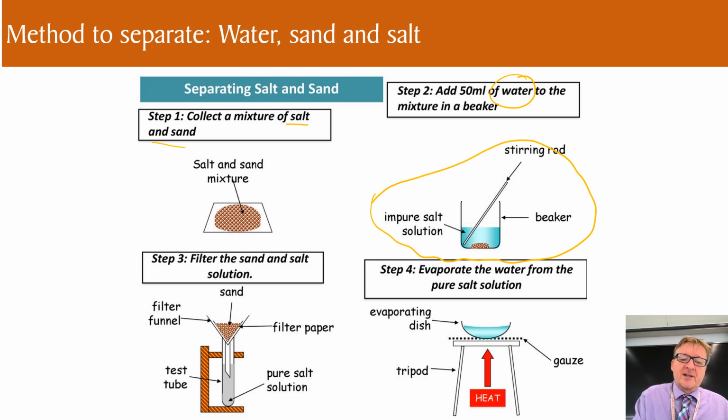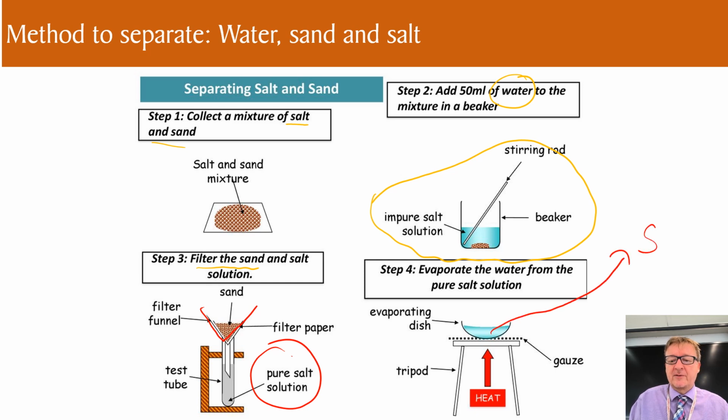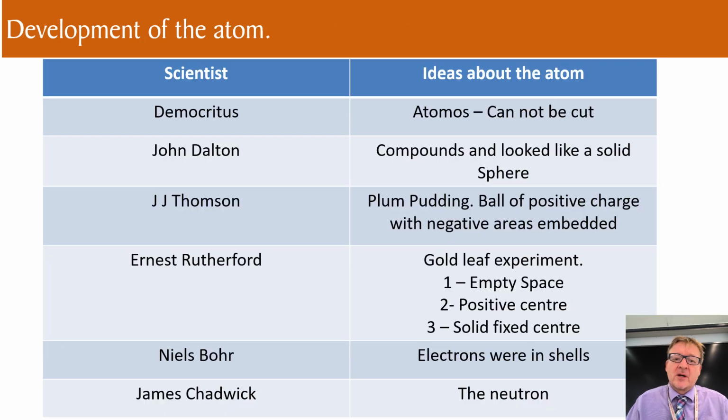Number 3 is filter the sand. So what you do is you'll get sand in your filter paper, and you'll get salt solution at the bottom. Then evaporate, and when you evaporate it, eventually all you'll have left at the bottom will be your salt. So now we're going to go through the development of the atom.